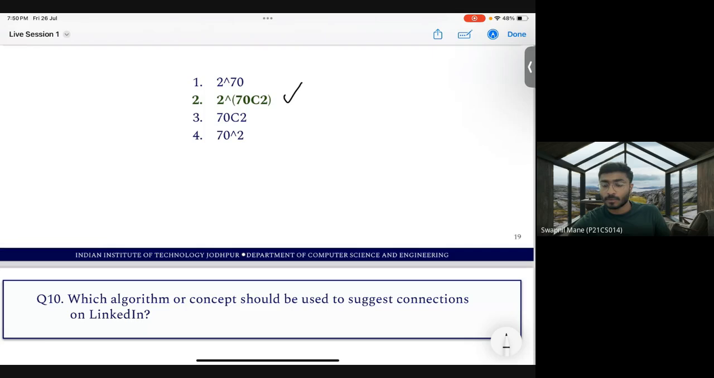The session is about to end, and there are still students joining. Okay, it's fine. Yeah, Gautami, you are saying something. Go ahead.